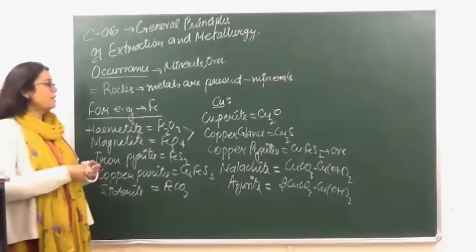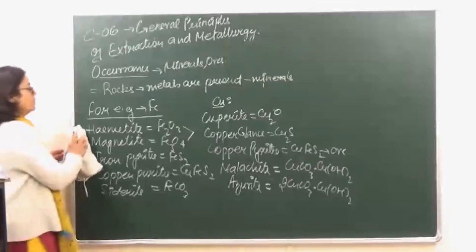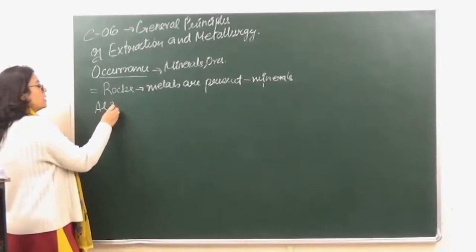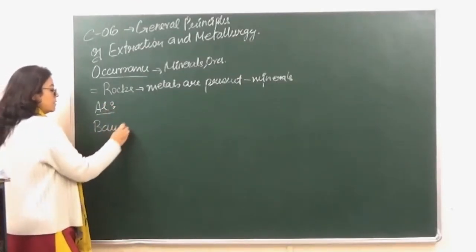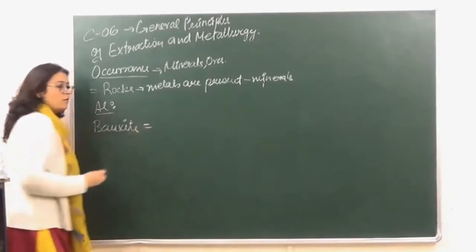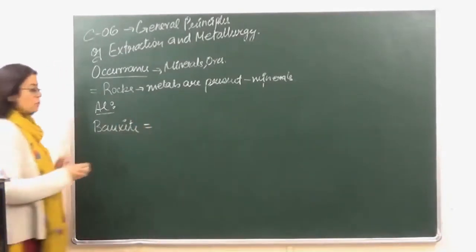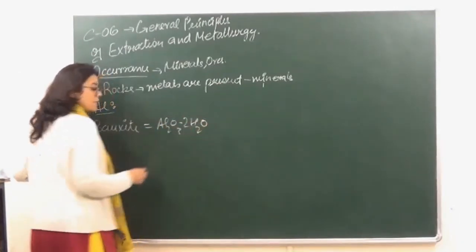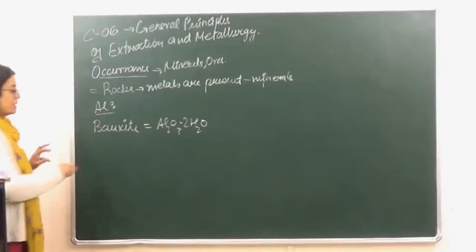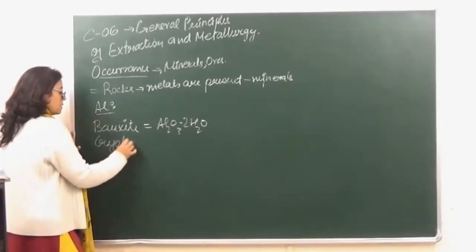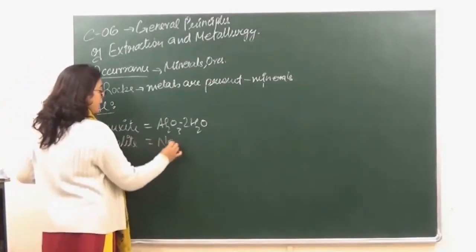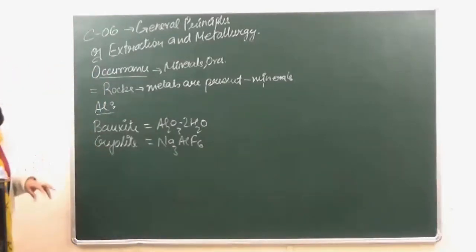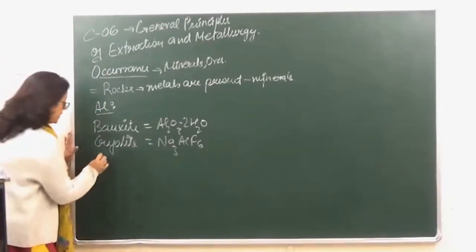right? In a similar manner, we have many minerals for aluminium. Okay, so when we're talking of aluminium, aluminium का जो एक बहुत ही common है bauxite. This is also the ore of aluminium from which aluminium is extracted. The formula is Al2O3.2H2O. ठीक है, फिर उसके बाद we have cryolite. Cryolite is Na3AlF6. Cryolite के बाद we have China clay.